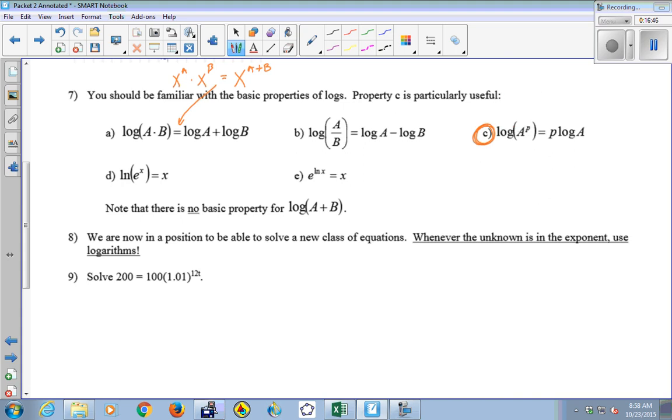And then these last two are just the fact that e to the x and ln x are inverses. They undo each other. So if you take the ln of e to the x, you just get the x by itself. They give you the x back. And e to the ln x just gives you the x back. And there is no nice property for the log of a plus b. So if you get somewhere and you have the log of a plus b, there's just nothing else you can do. Can't change it to log a plus log b.